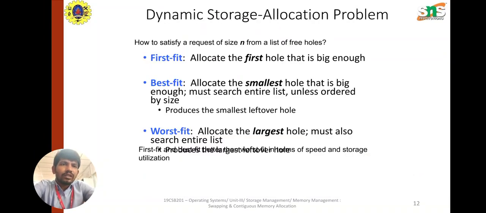In the dynamic storage allocation problem, we have first fit, best fit and worst fit. First fit allocates the first hole that is big enough. Best fit allocates the smallest hole that is big enough; we must search the entire list unless it is ordered by size, and it produces the smallest leftover hole. Worst fit allocates the largest hole, and must also search the entire list.